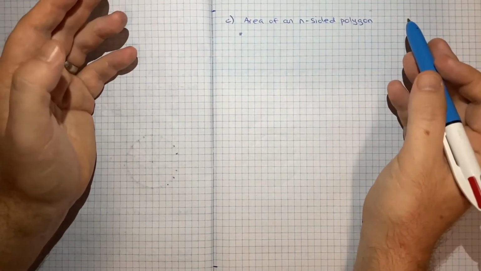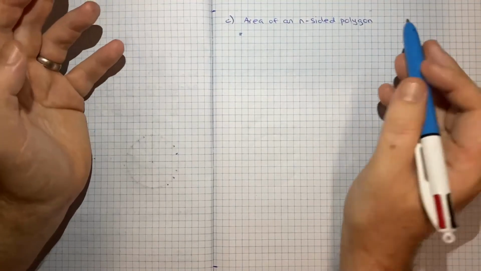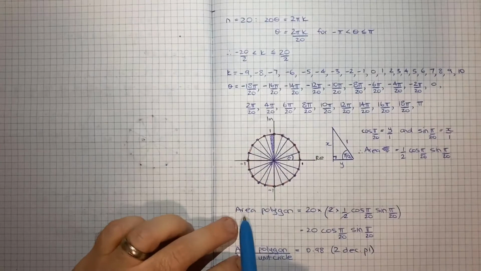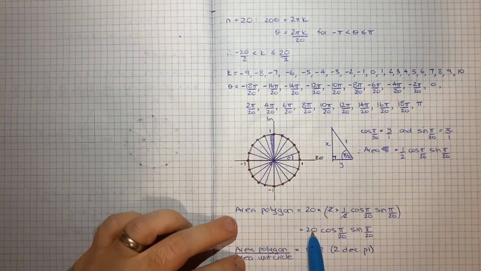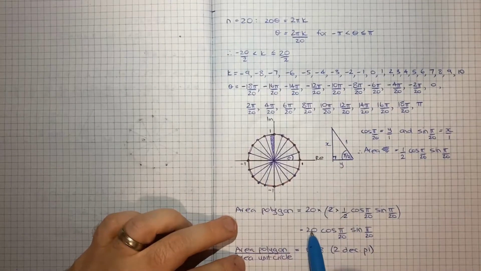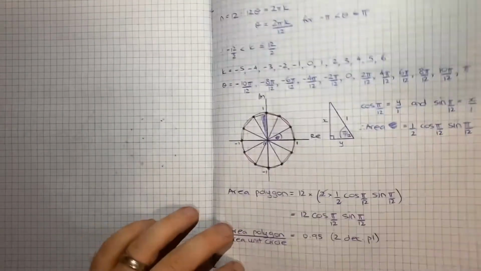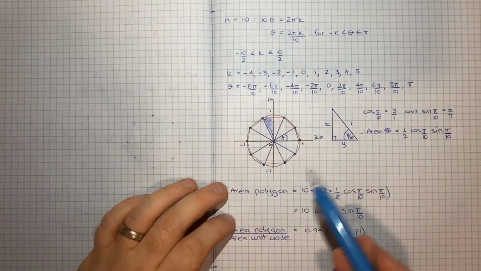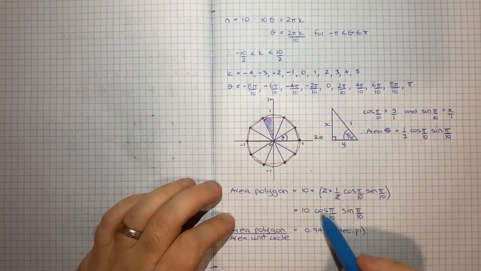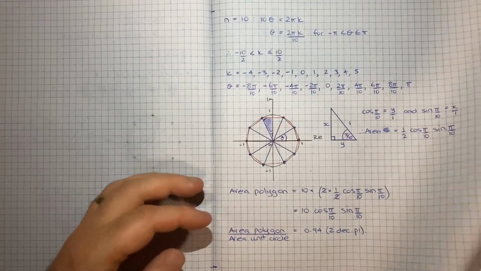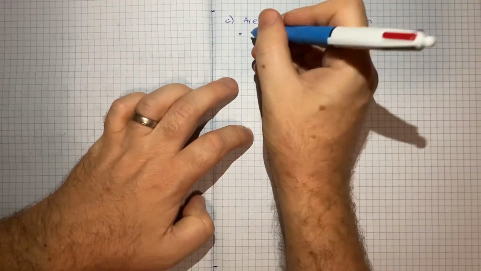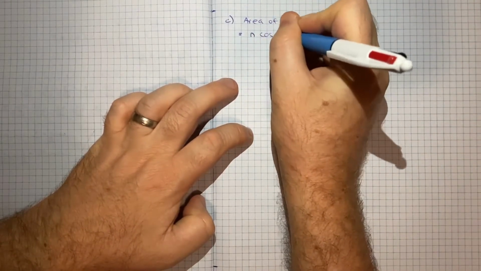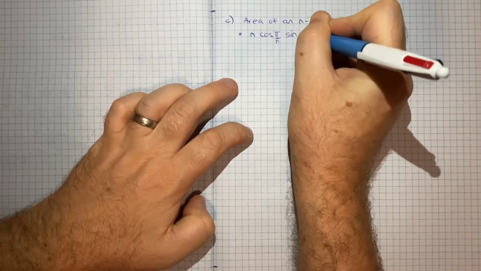How can I then get the formula for the area of an n-sided polygon? Hopefully you've noticed in each case we've been working out that area, and every time it was n times cos pi on n times sine pi on n, and that happened every single time regardless of what n was. So noticing that pattern, and I guess this is partly why the question writer made us do it for so many values of n, it was to convince us that when we get to this part C, we can with confidence say the area is n cos pi on n sine pi on n.